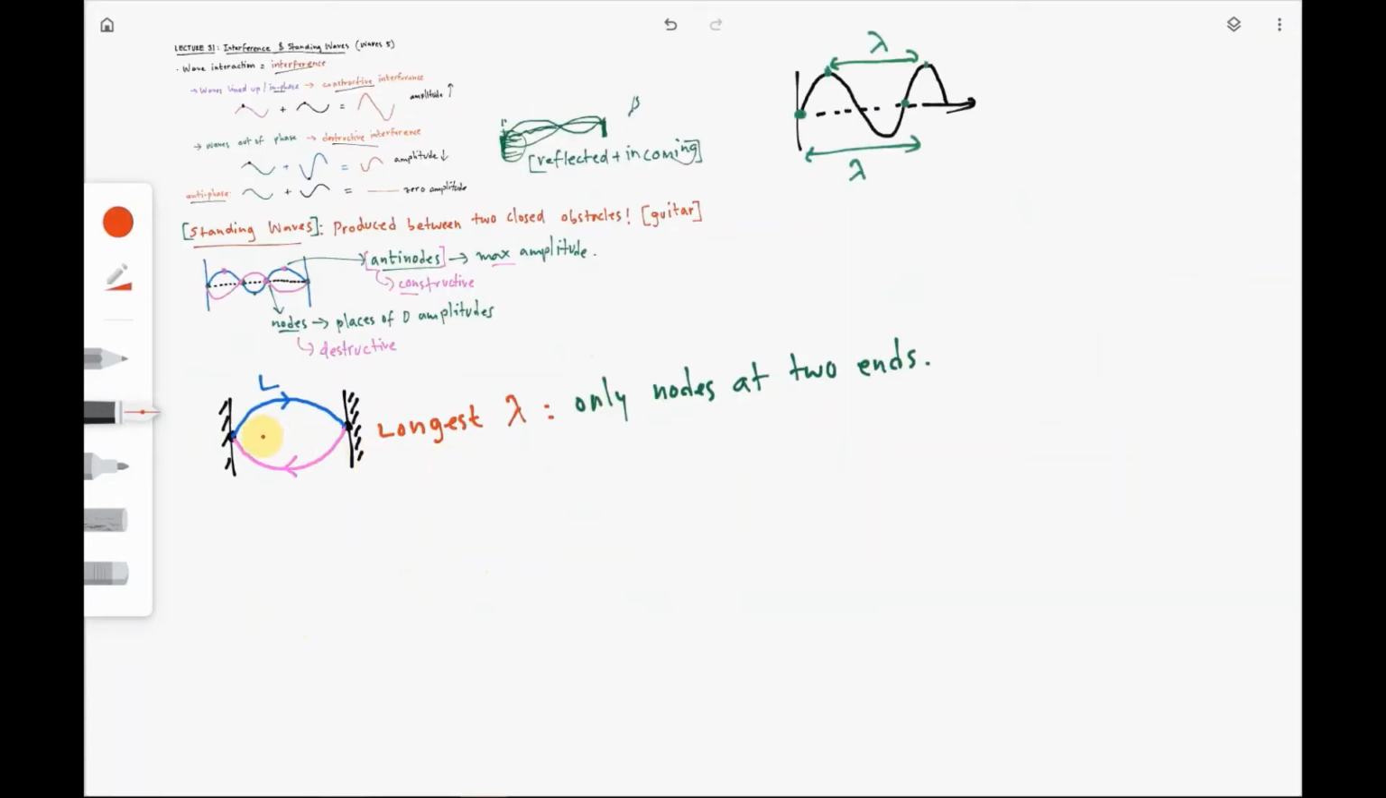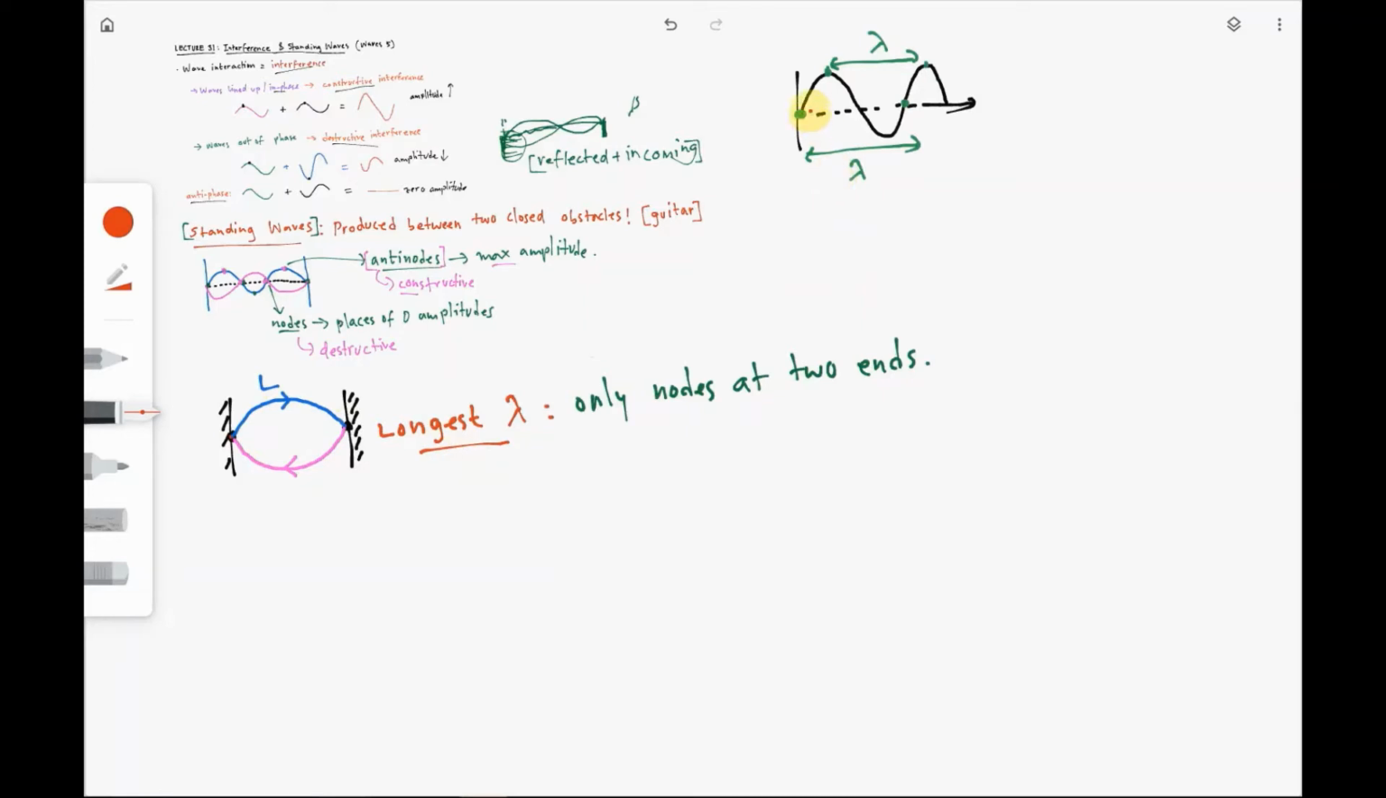So if you have a wave produced like this, the incoming wave from one end to the other end in the blue and the reflected wave in pink, then if the wave looks like this, we say we have the longest wavelength lambda, since the standing wave produced only has two nodes and no nodes in between. So in between we have maximum amplitudes, and whenever the wave looks like this with no nodes in between, we have the maximum or longest wavelength.